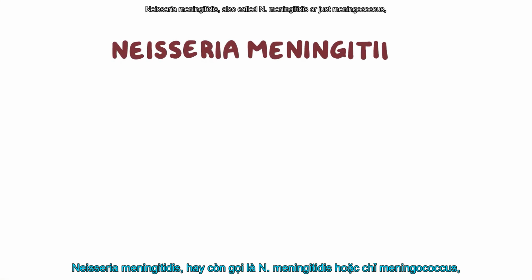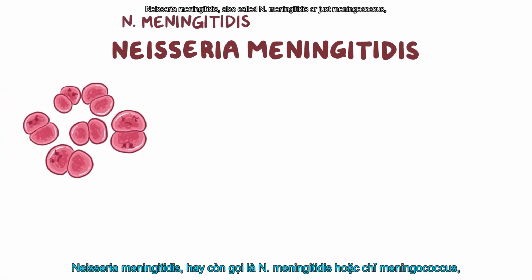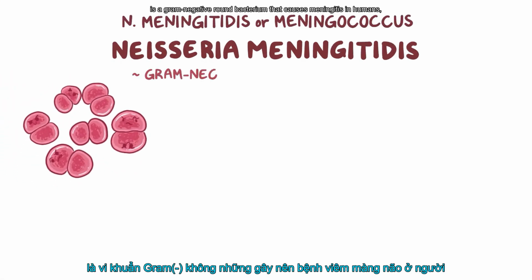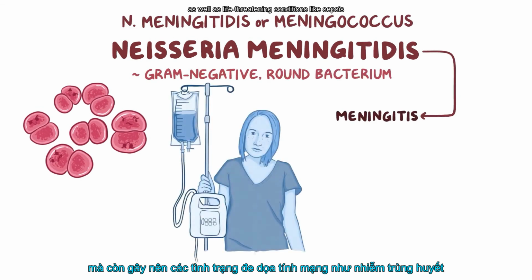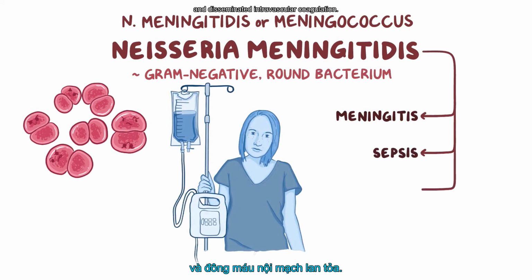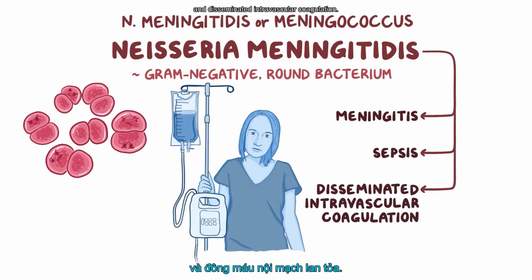Neisseria meningitidis, also called N. meningitidis, or just meningococcus, is a gram-negative round bacterium that causes meningitis in humans, as well as life-threatening conditions like sepsis and disseminated intravascular coagulation.